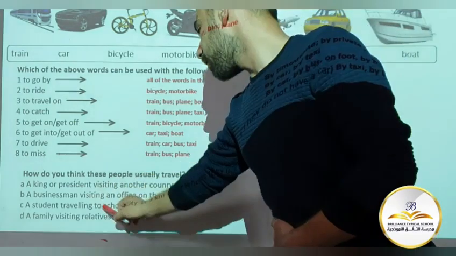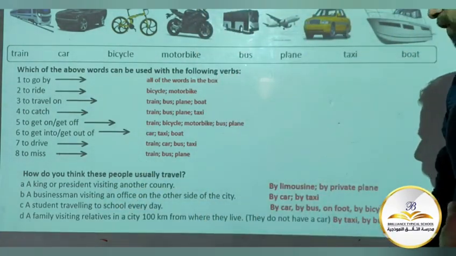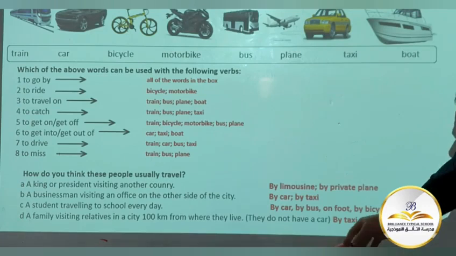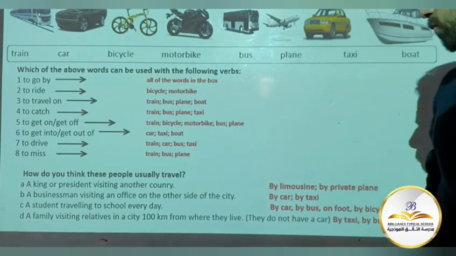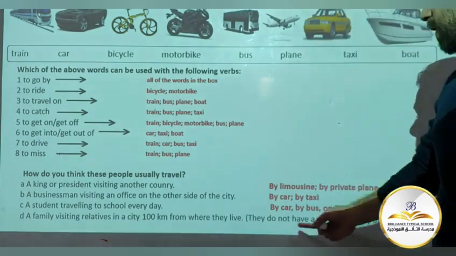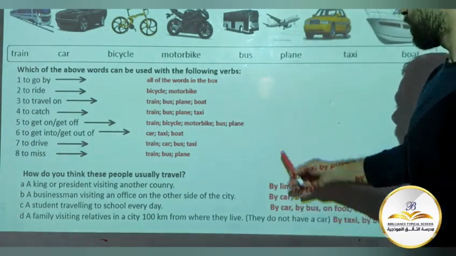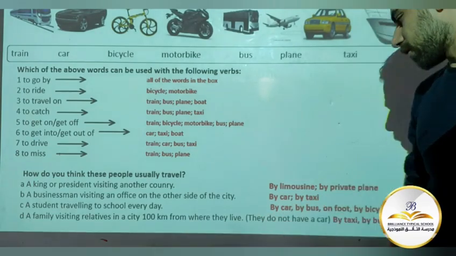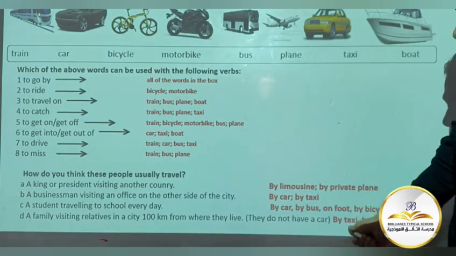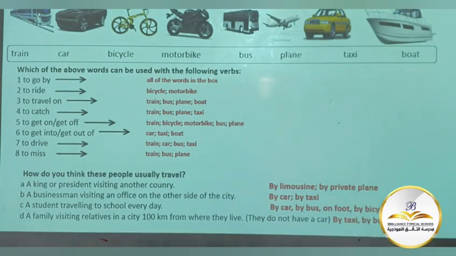A businessman visiting an office on the other side of the city, he might go by car or by taxi. A student traveling to school every day, he might use a car and he might use a bus like you, or he might go on foot or by bicycle. A family visiting relatives in a city 100 kilometers from where they live. They don't have a car, but they might use a taxi, a bus, or a train.